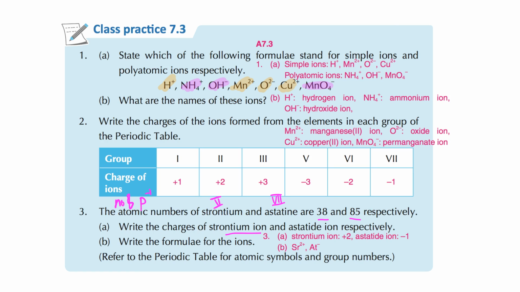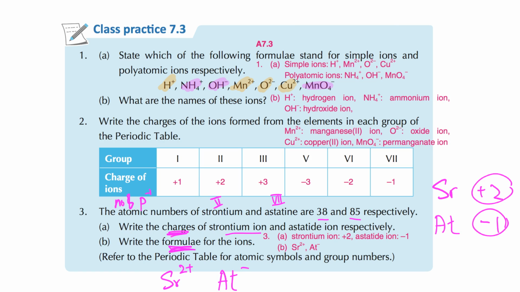So for strontium, the symbol should be Sr. Because it comes from group 2, you know that the charge of strontium should be positive 2. And for astatine, At, that should be group 7, so the charge should be negative 1. So when we write the formula, this is the charge. When you talk about the formula, you say Sr 2 positive, and then At 1 negative. Remember, when you write the charges in the ions, the number comes first.